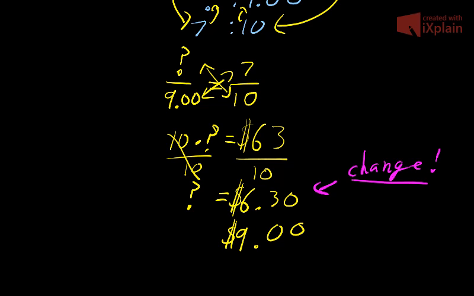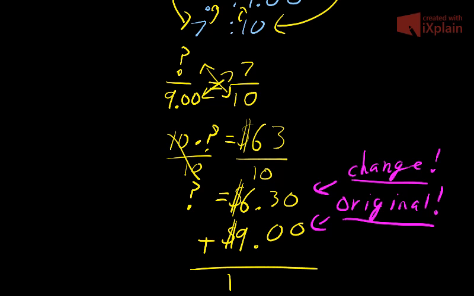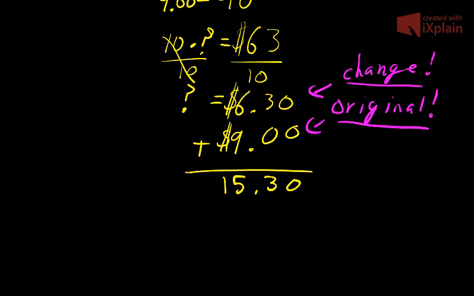So that is our original. And then it went up by $6.30. So if it goes up, that means we're going to add them. We add these together and we get $15.30, which is kind of a steep price for a CD. But that's okay.